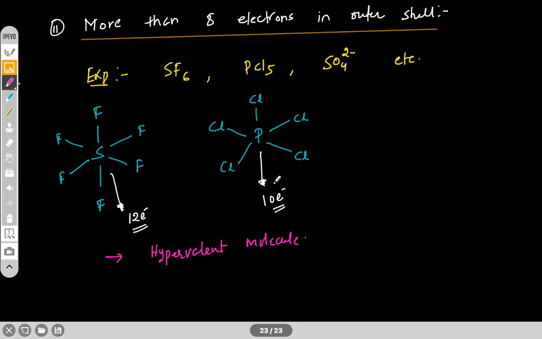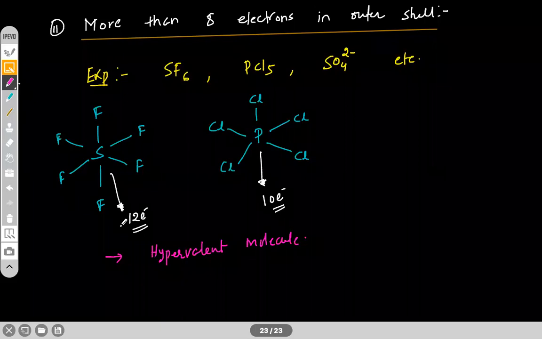All of you understand this? How do we calculate the number of electrons here? How do we get 12 electrons or 10 electrons? Please tell me, all of you. Yes, two electrons in one bond. D shell, that's also right. Why do these molecules show more than 8 electrons?